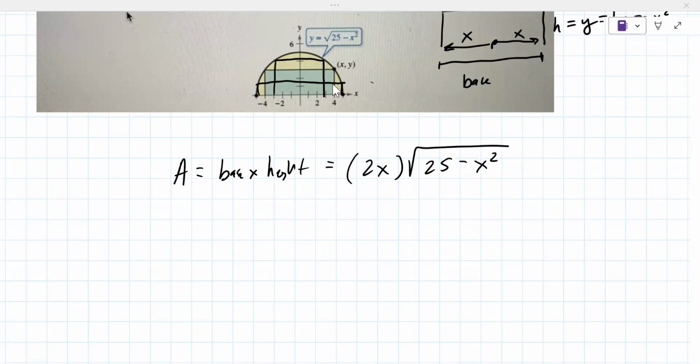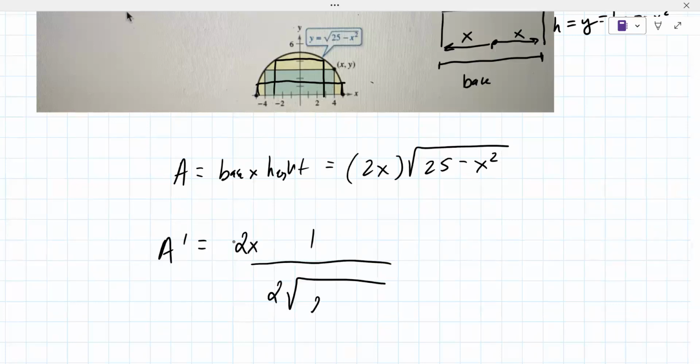Okay, so it'd be 2x times negative 2x to the half plus 2 times the square root of 25 minus x squared. Let me work it out here as well. So it's first times the root of the second, and then the derivative of the inside function is minus 2x, plus the second times the root of the first, which is 2.